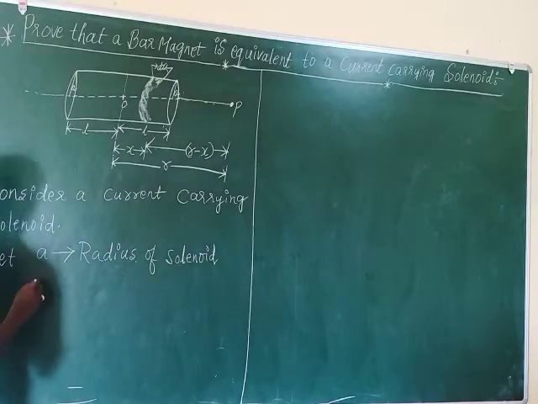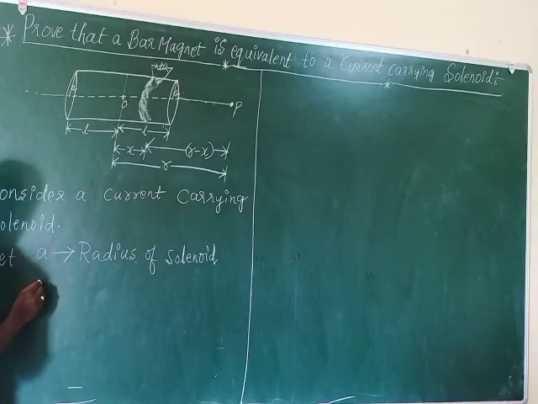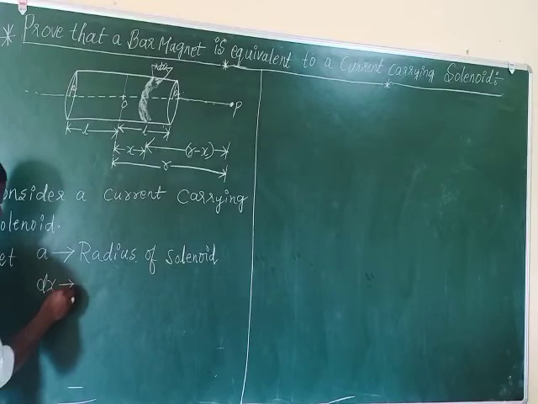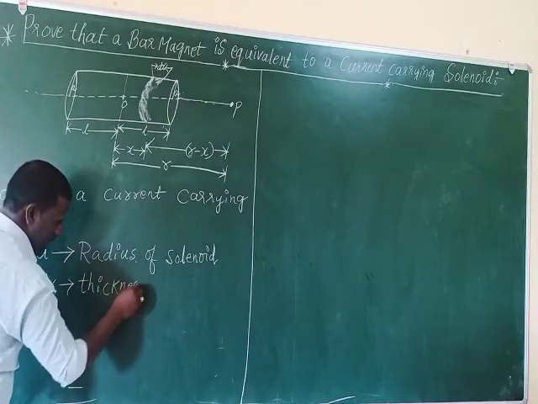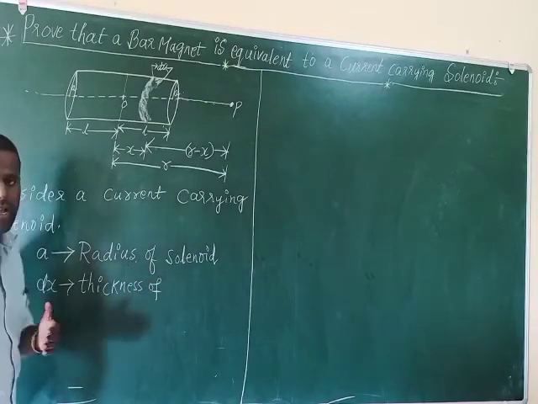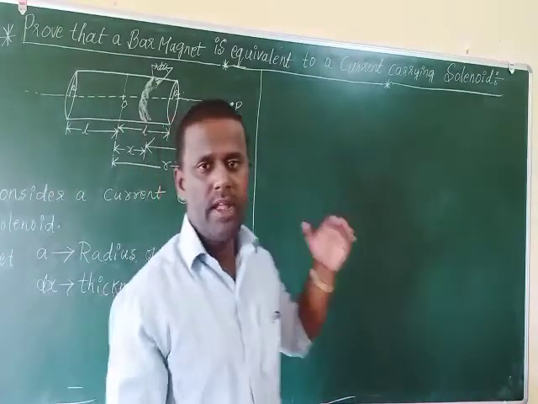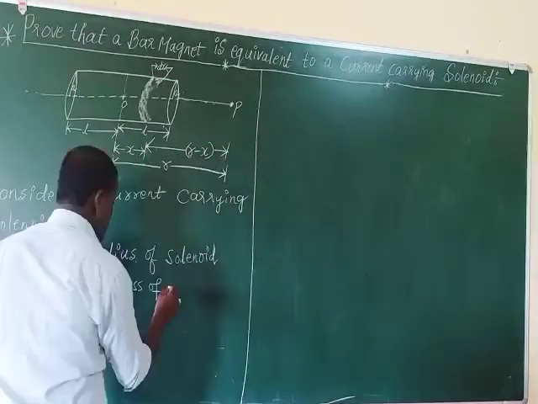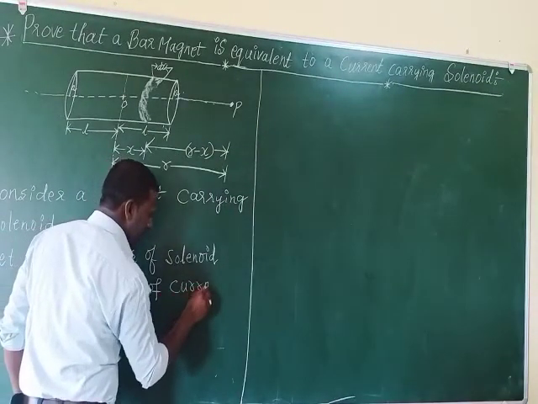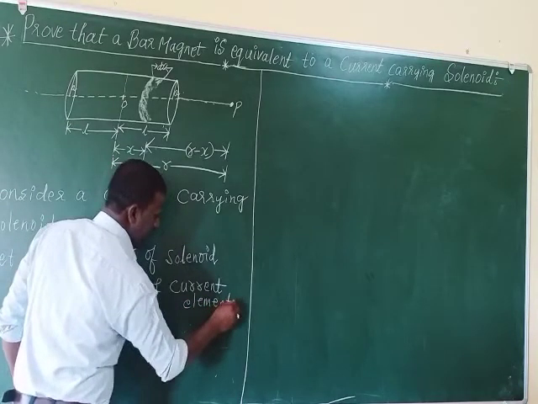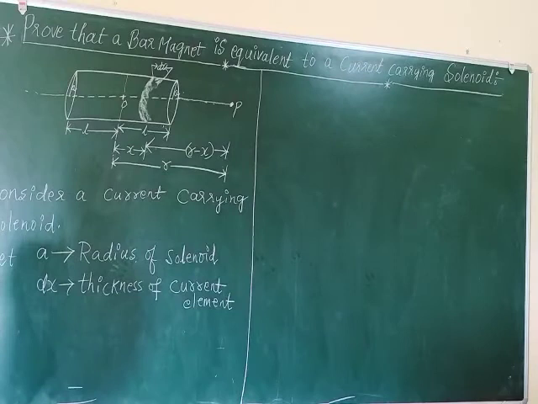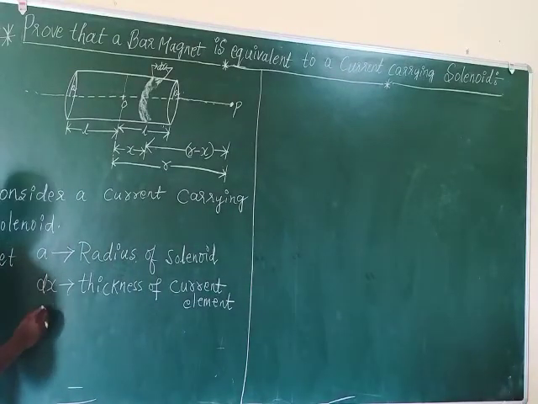A is the radius of the solenoid. Here dx is the thickness of the current element. What is dx? It is the size of the current element, the thickness of the current element. Next, here P. What is r?